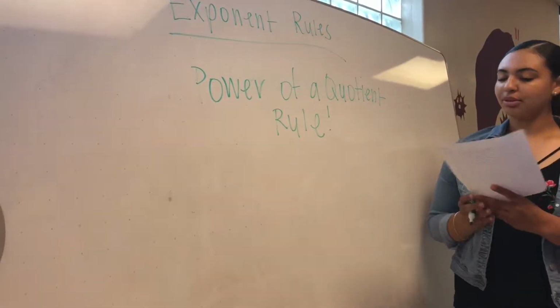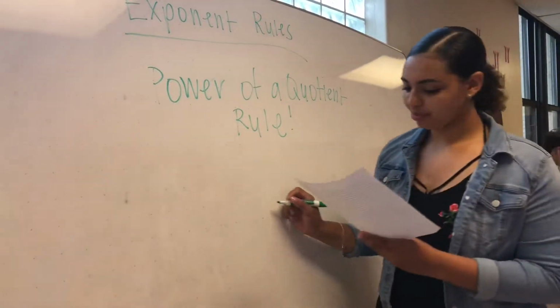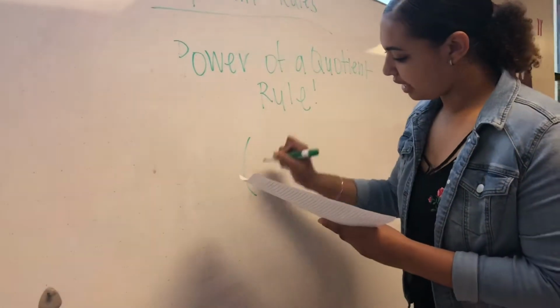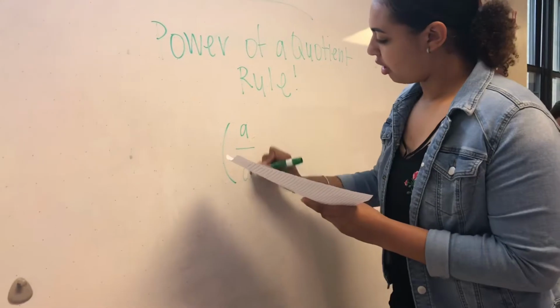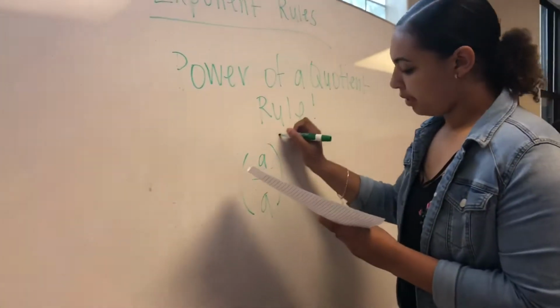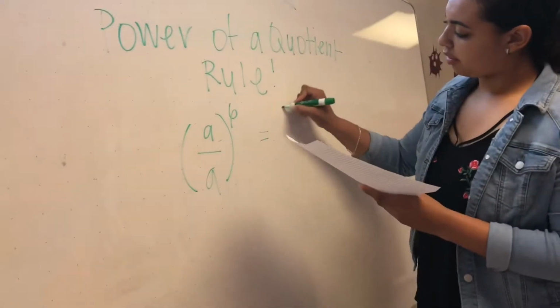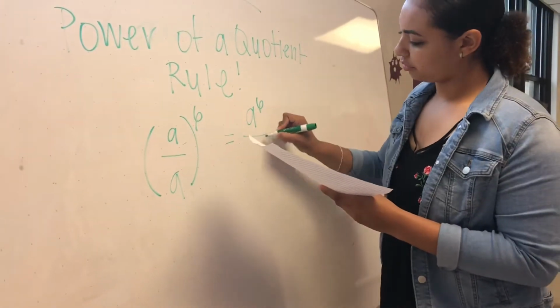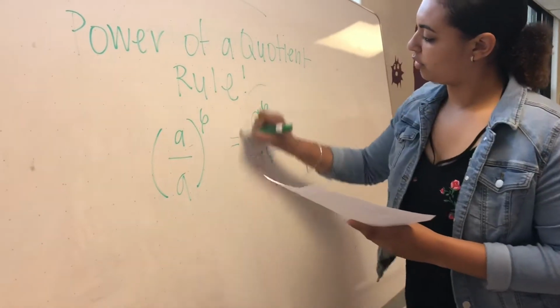Okay, the last one is the power of a quotient rule. And all you do is apply the exponent to the top and the bottom. And that's your answer.